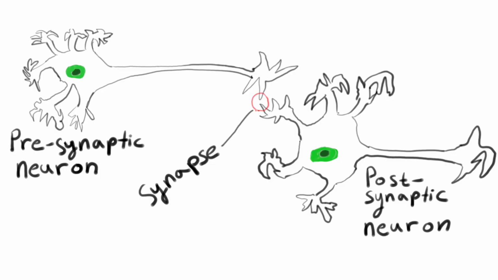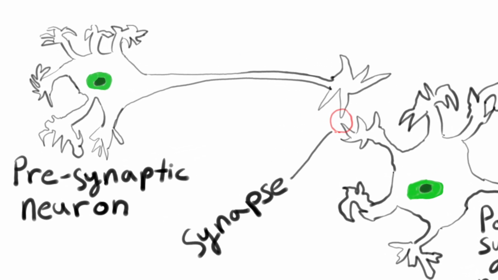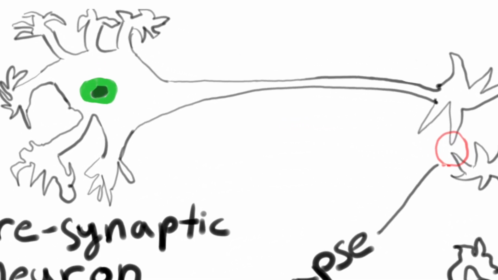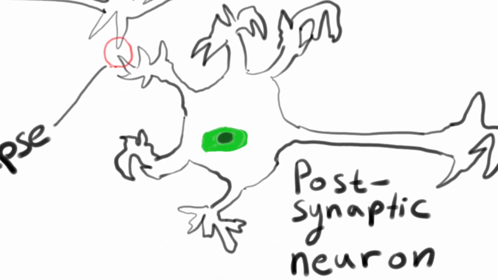All of the interactions between neurons occur at the synapse, where one neuron tells another neuron what's up. These interactions can be chemical, electrical, or both. In a chemical synapse, the neuron sending a signal, also known as the presynaptic neuron, has one of its axon terminals facing a dendrite of the neuron receiving the signal, which is called the postsynaptic neuron.